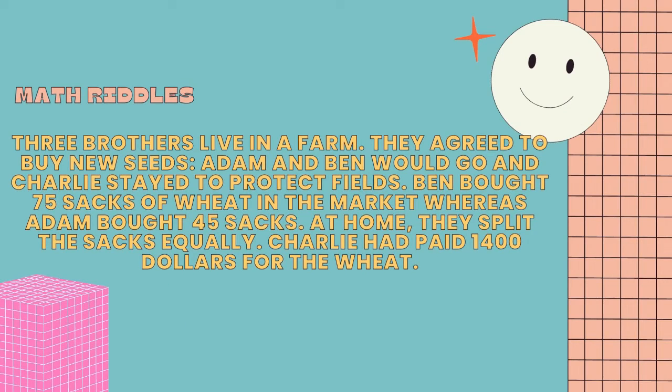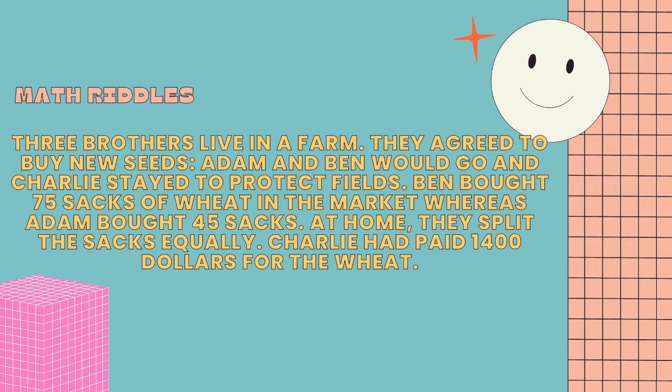Math riddles. Three brothers lived in a farm. They agreed to buy new seeds. Adam and Ben would go, and Charlie stayed to protect the fields. Ben bought 75 sacks of wheat in the market, whereas Adam bought 45 sacks at home. They split the sacks equally.